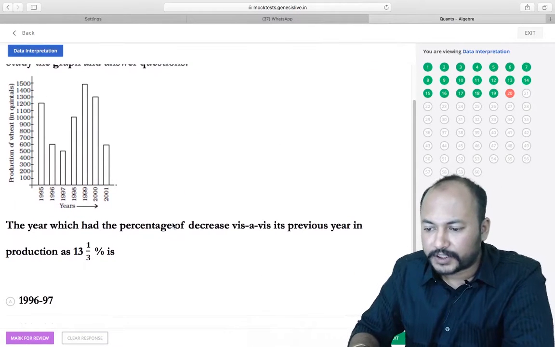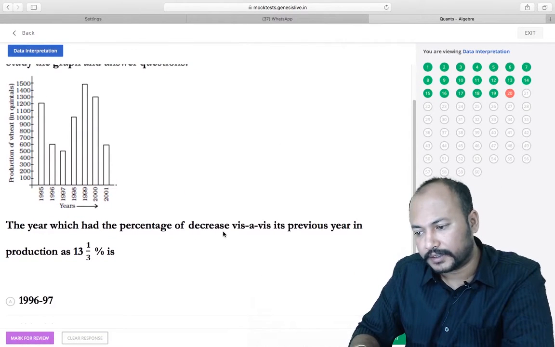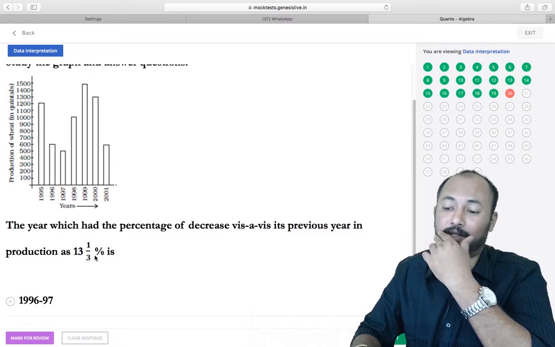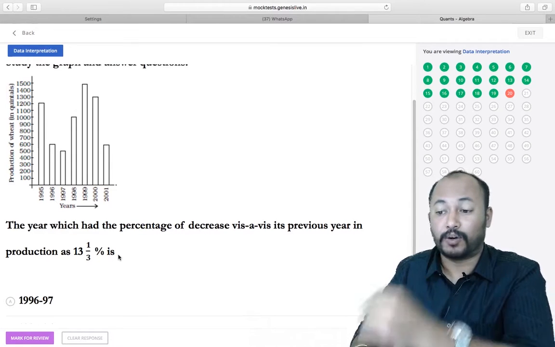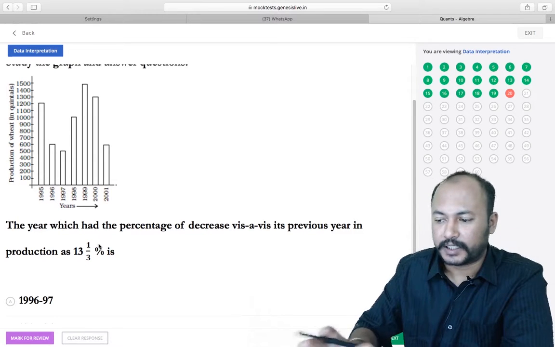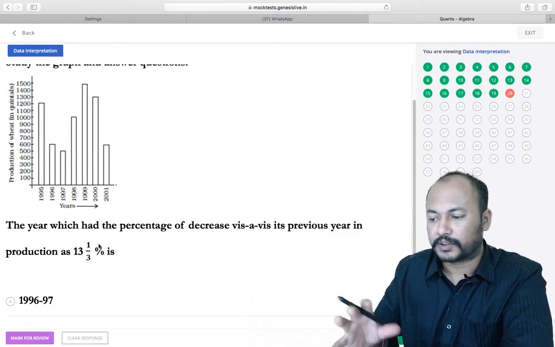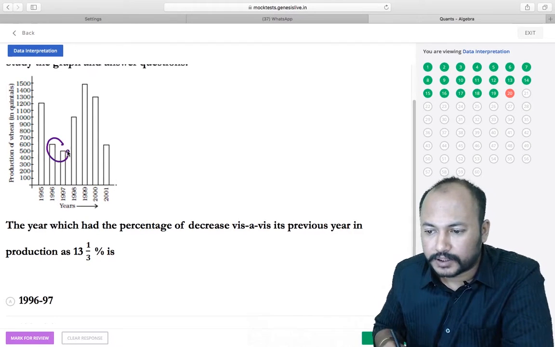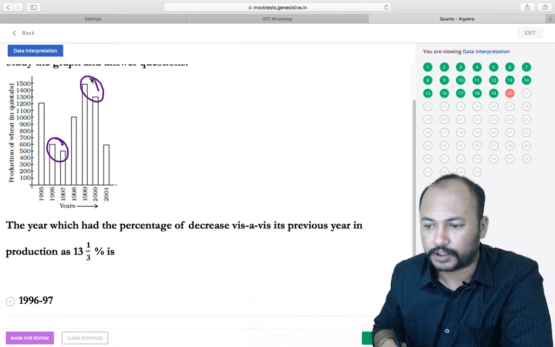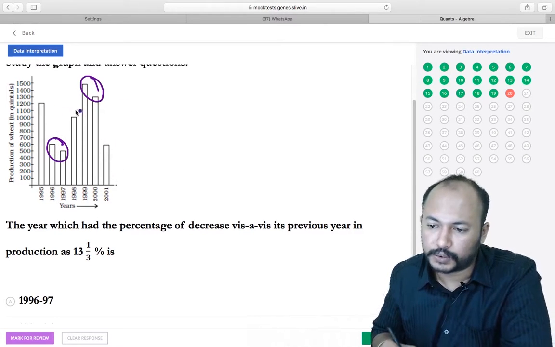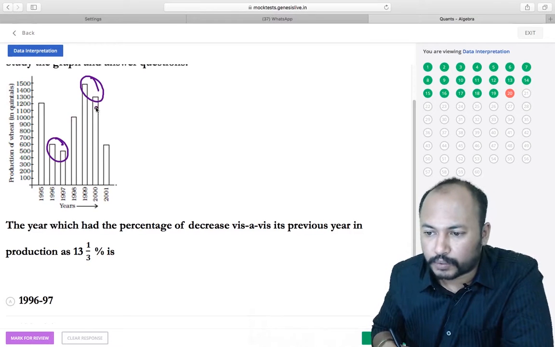Now, the year which had the percentage decrease with respect to its previous year in the production as 13 1 by 3 percentage. This seems to be a little complicated. Anyways, no problem. Let's see. For percentage decrease with respect to the previous year, I can think about these two. For the remaining, the difference is huge, and for these two there's a percentage increase, right? So let's not worry about that.